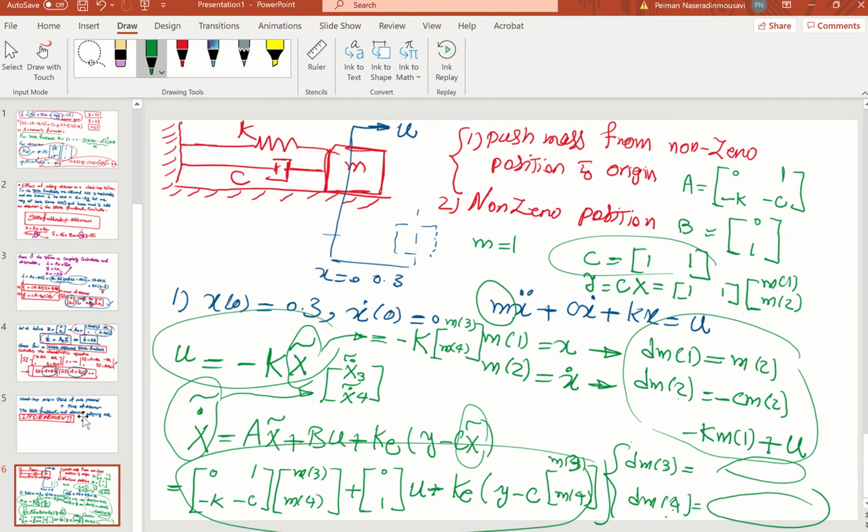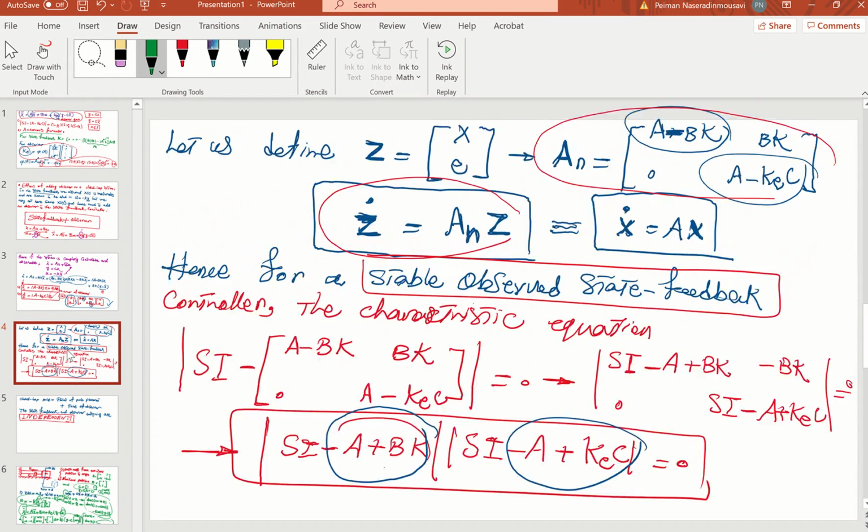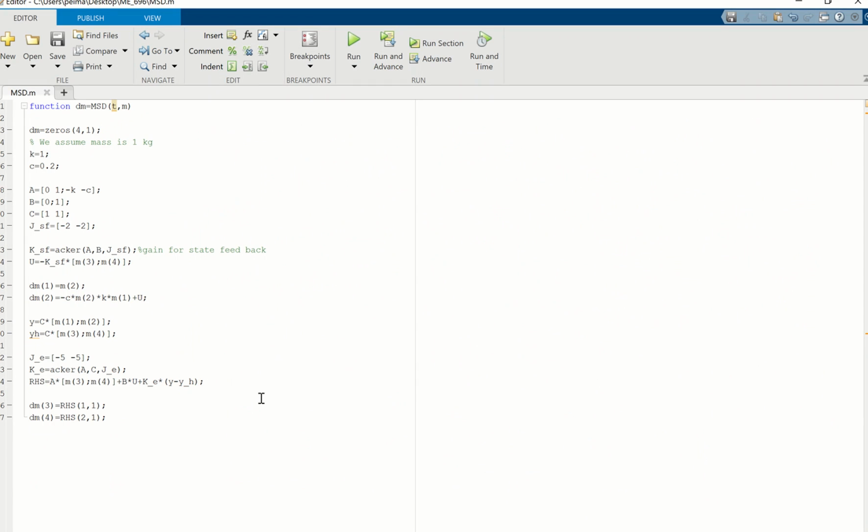Here we go. See here? Come on. See? A and B, A and C. Understand? This is super important. Okay?